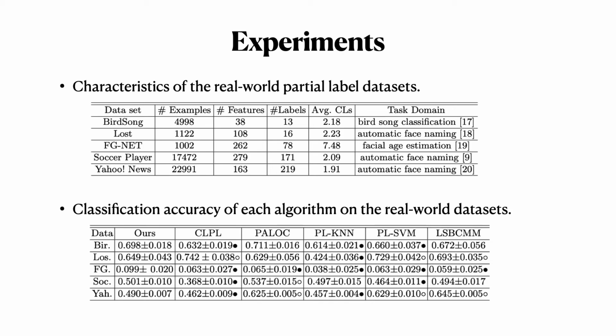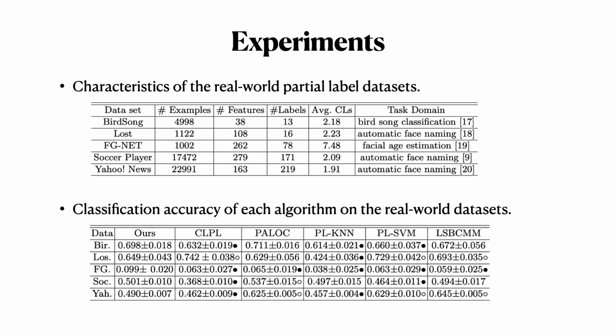The first table shows us the characteristics of datasets, which are birdsong, lost FG-NET, soccer player, and Yahoo! News. And this table also gives us the total number of training data, the dimension of features, the number of classes, and the average number of candidate labels.